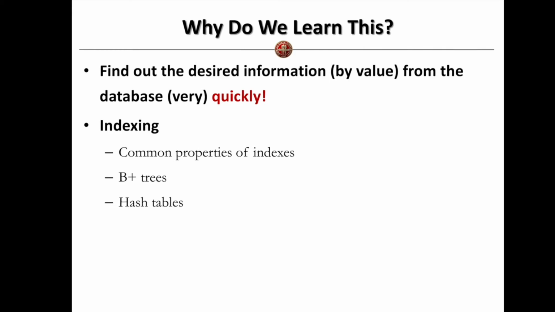And we'll cover some common properties about indexes. We have some properties to be described for index tables. And based on these properties, we will introduce two different data structures to help us. The first one is called B plus tree. The second one is called hash tables.